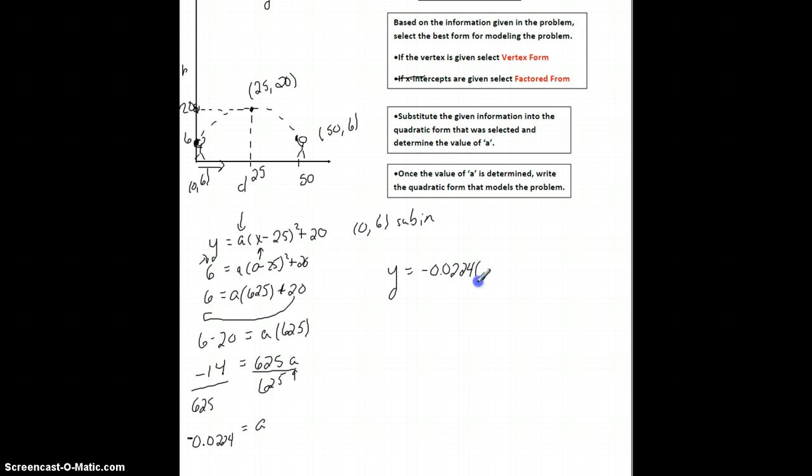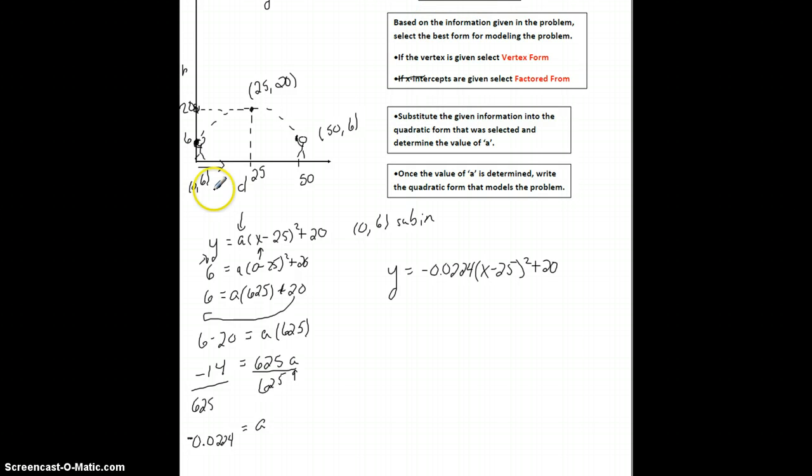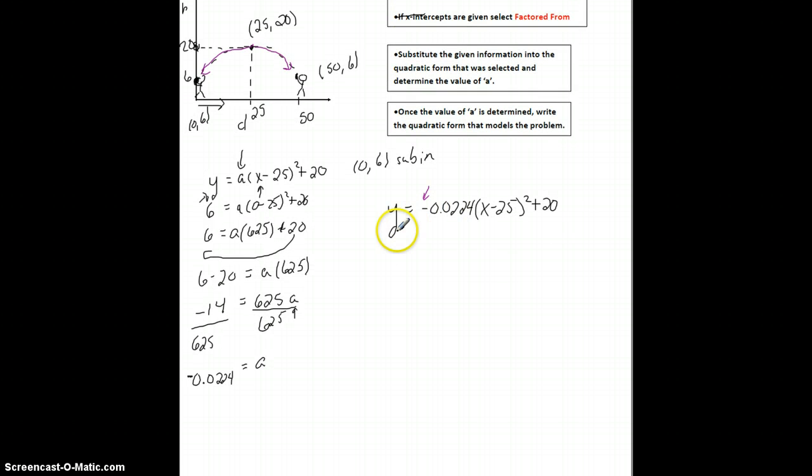So our complete equation is y equals negative 0.0224 times x minus 25 squared plus 20. If we just look back to our question, we would expect the value of a to be negative, since the graph is pointing down here. Alright, and that question's done.